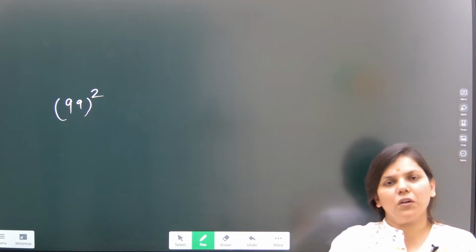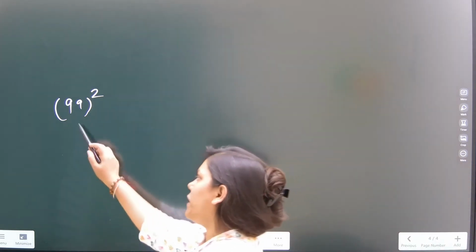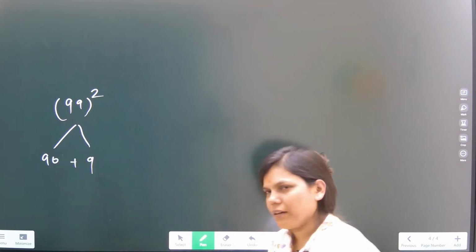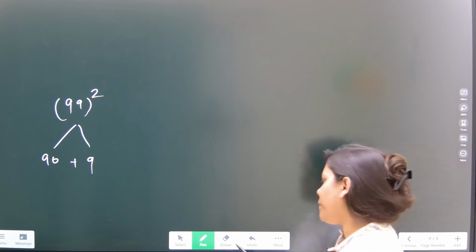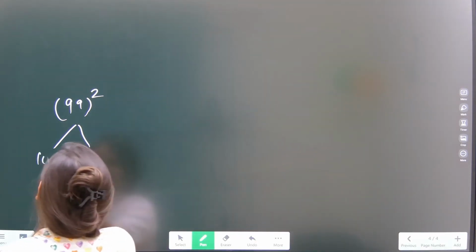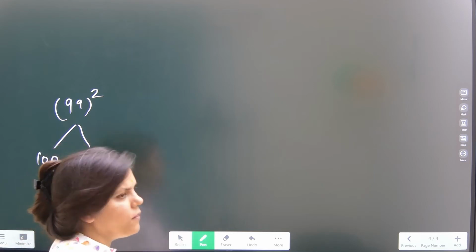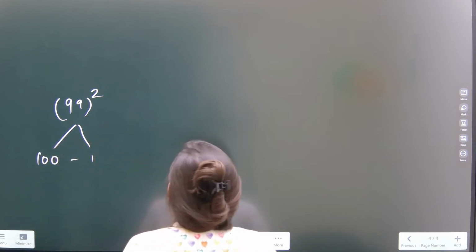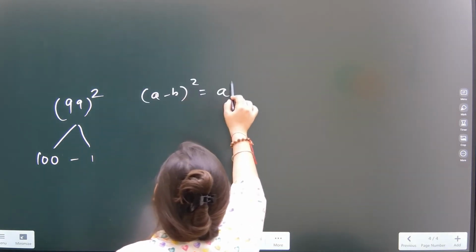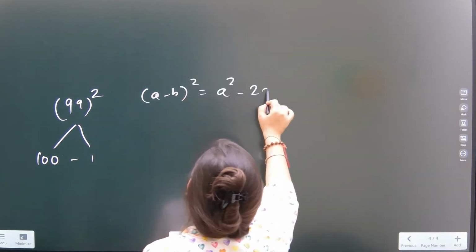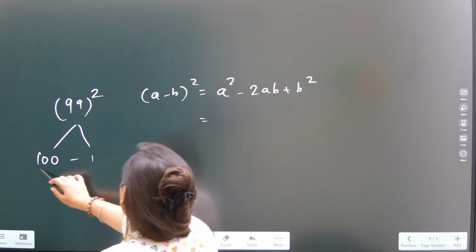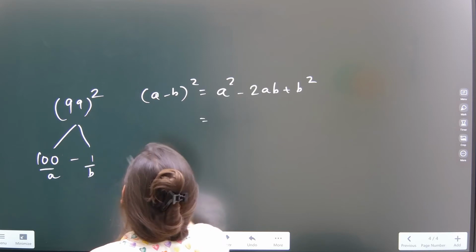Now if I'm asked to find the square of 99, if you apply the identity of a plus b whole square, you will have to split it into 90 and 9. But that will still be a lengthier process. So instead of that, I will use 100 minus 1. Applying the identity of a minus b whole square, a minus b whole square is a square minus 2ab plus b square. So a is 100, b is 1.